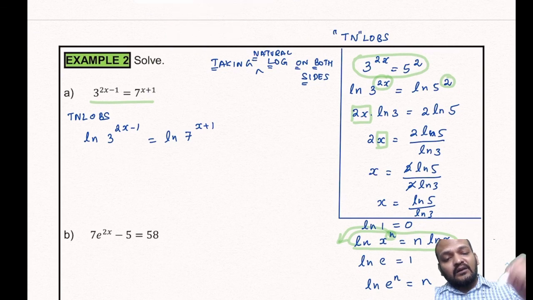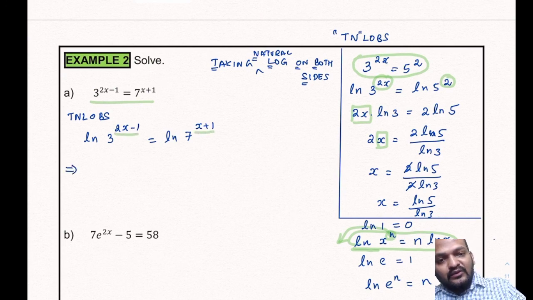All right, now let's see how we solve that. I'm going to use the same formula that I did over here, ln x to the n equals n times ln of x. So when I do that, you see that the power here is going to come down.